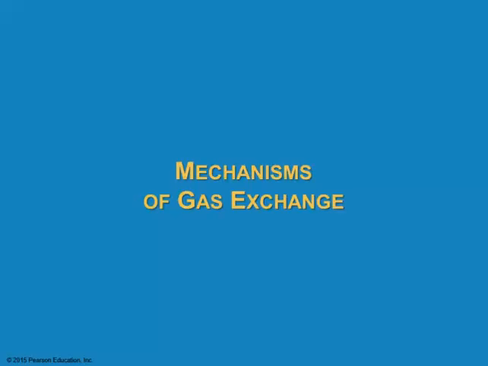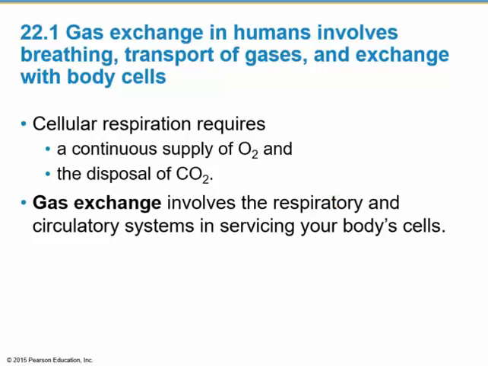First things first, mechanisms of gas exchange. As we learned earlier in the semester about cellular respiration, that's the process that takes place in your cells that produces ATP by taking the energy from food molecules and converting it into ATP. Well, a byproduct of cellular respiration is carbon dioxide.